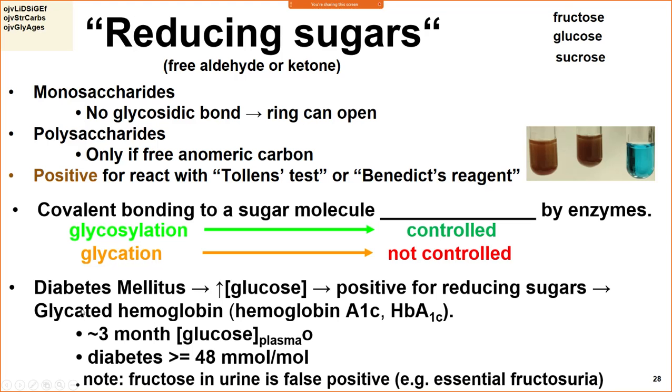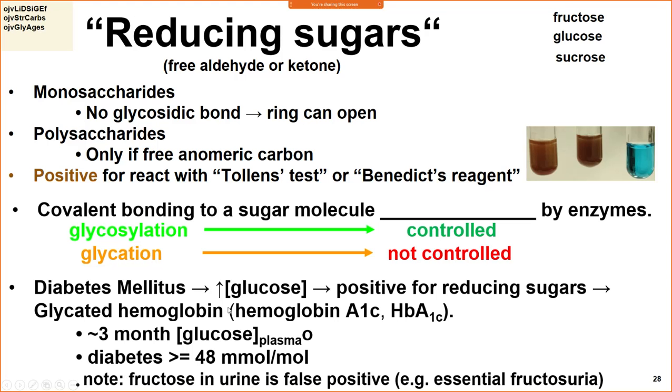So the hemoglobin gets glycated. So hemoglobin is A1C, and you can measure the glycation of that hemoglobin. And when you measure it, you're measuring basically how much was glycated in the last 3 months. It's not like an instant sugar reading. It's have they had high sugar over the last 3 months. And so for diabetics, you'll have over 48 millimoles per mole.